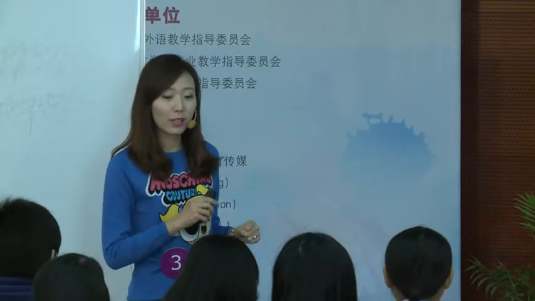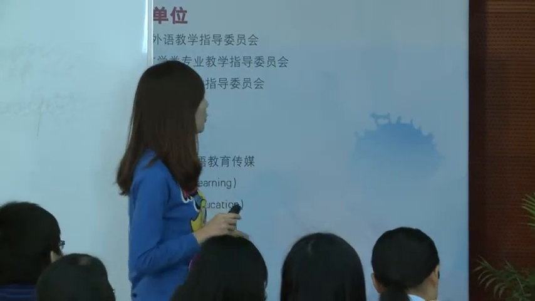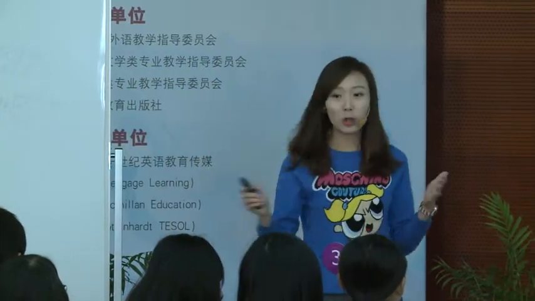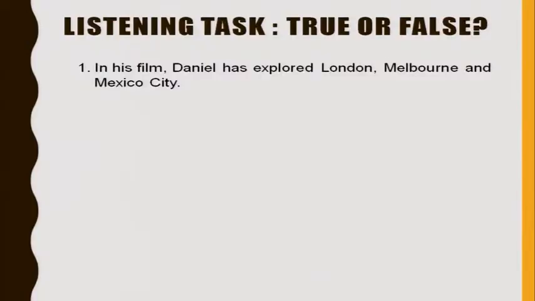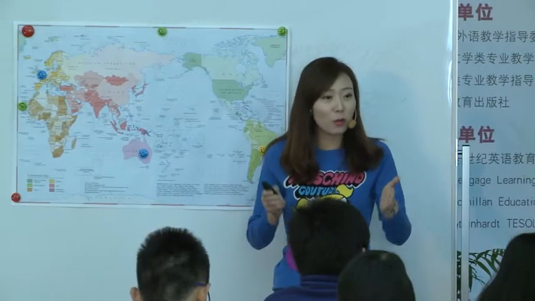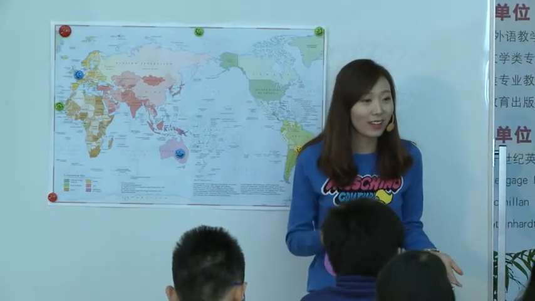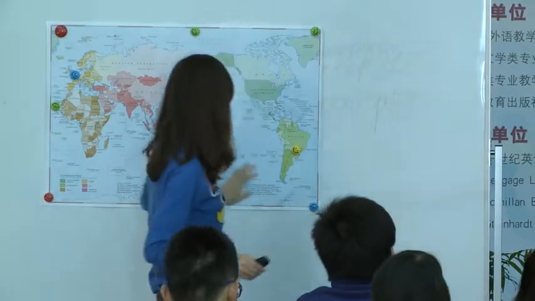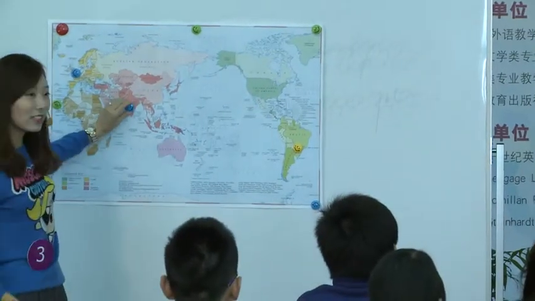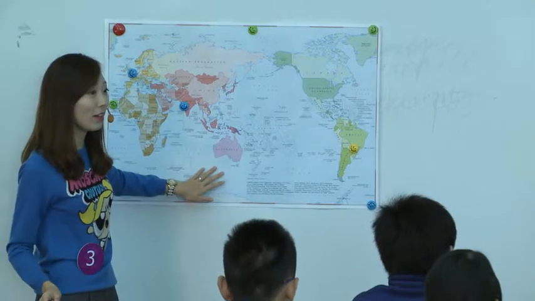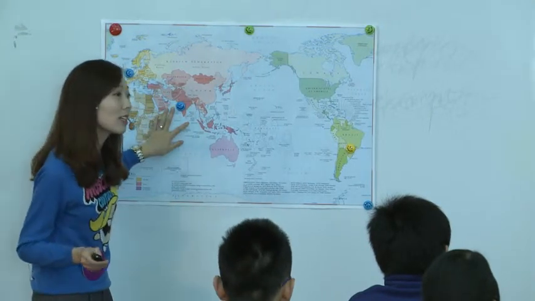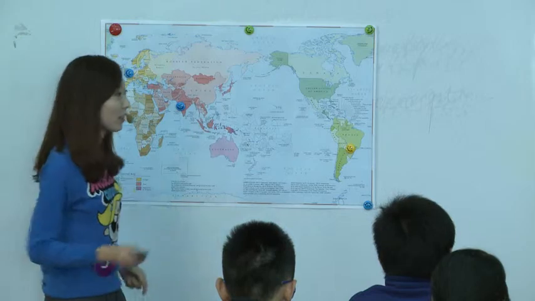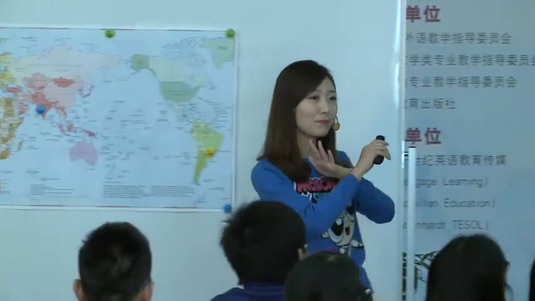Okay, now let's check the answers one by one. The first one, in his film, Daniel has explored 3 cities, London, Melbourne, and Mexico City. True or false? False. Why? Because the second city should be in India instead of in Australia, right? So what's the name of the second city? Very good. It is Mumbai. So the first one, wrong.